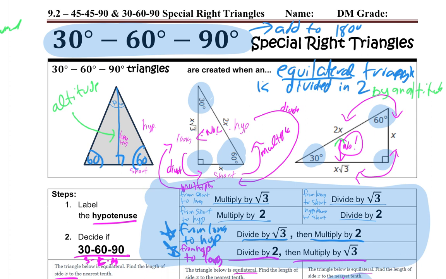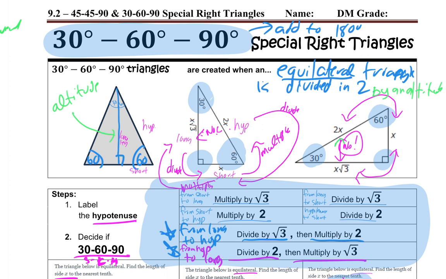From long to hypotenuse, we're not going to cross right over here. That's what we said. Long to hypotenuse, we're going to divide first, then we are going to multiply, right? We divide first, then multiply. If we're going backwards, we're going to divide first, then multiply, right? Divide by 2, then multiply. So we take whatever value when we do that.